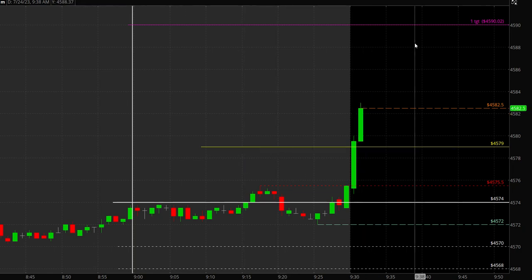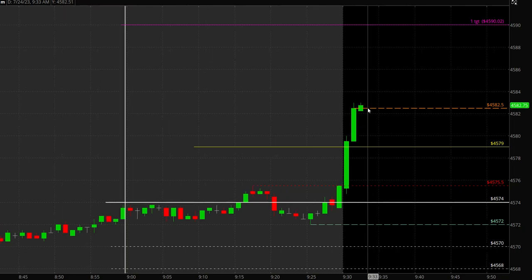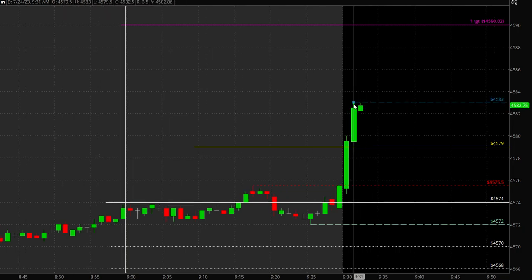So let's ride this all the way to 90. From 74 to 90, we're looking for 16 points. Target 1, 16 points. Are we going to get it in one straight line? Most likely not.